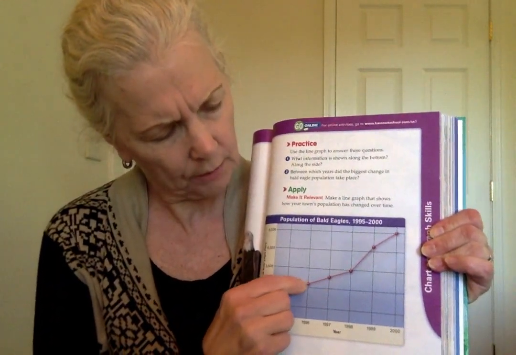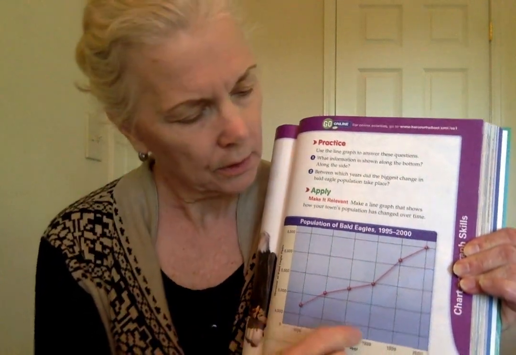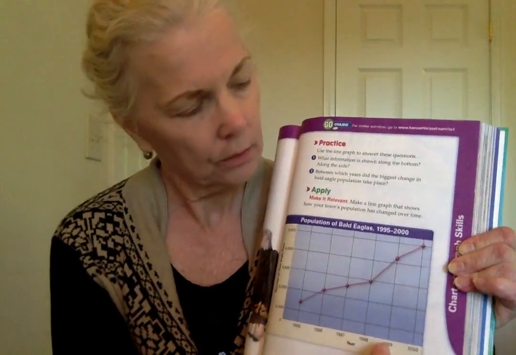Number 2, between which 2 years did the biggest change in the eagle population take place? Remember the biggest jump. Here we're just kind of sliding along, going up, up, up, and then woo, way up. And it asks between which 2 years. So it started in 1998, and this increase for a year, 1998 to 1999. You would write both of those dates down. So now we're going to go ahead and look at our workbook on page 82.